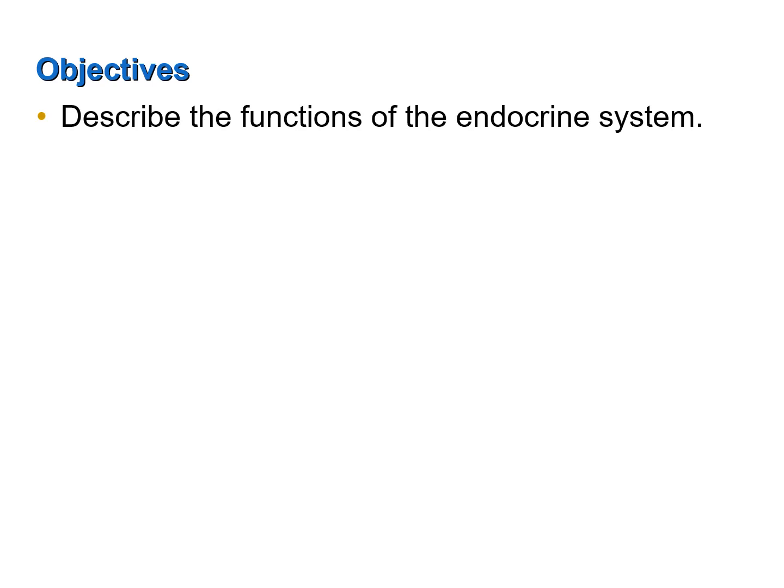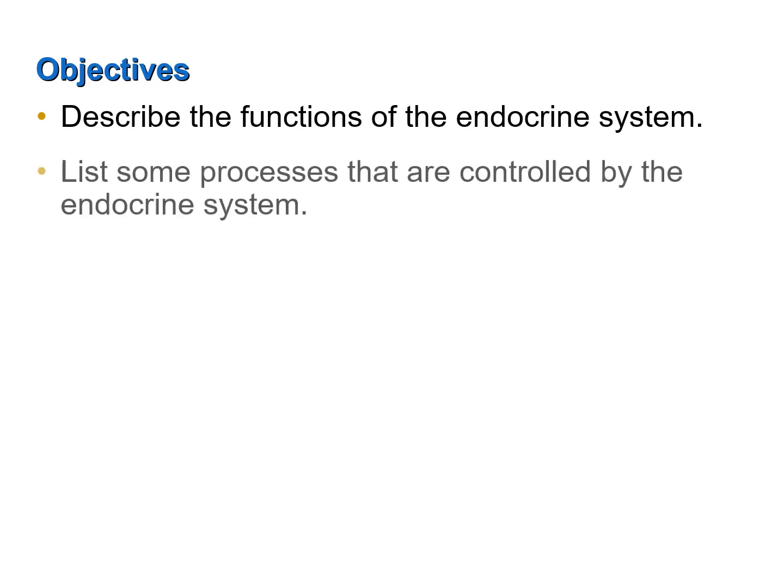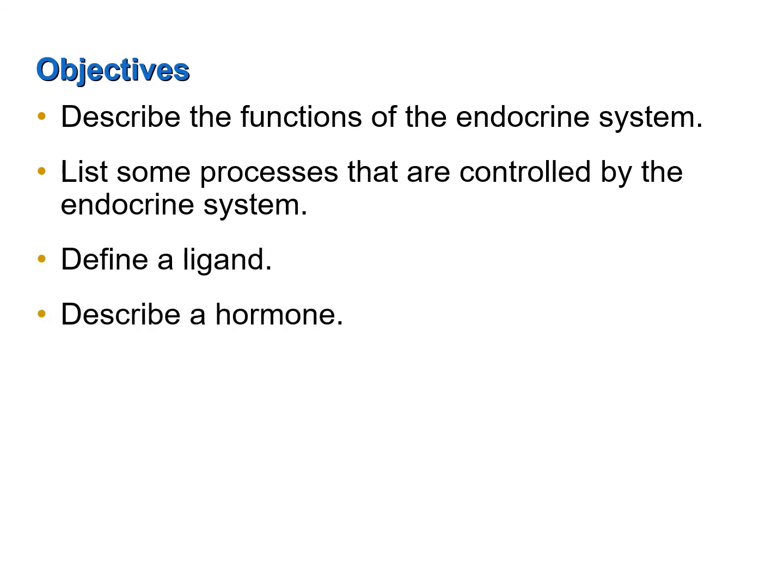Now let's review the objectives of this screencast: describe the functions of the endocrine system, list some processes that are controlled by the endocrine system, define a ligand, and lastly, describe a hormone. Hormones and receptors is the topic of the next screencast.